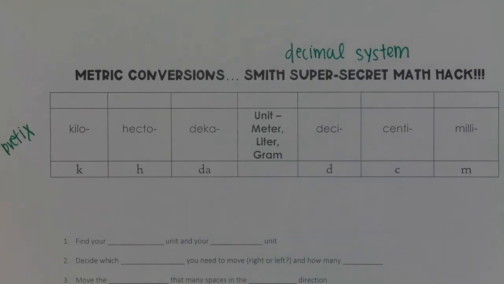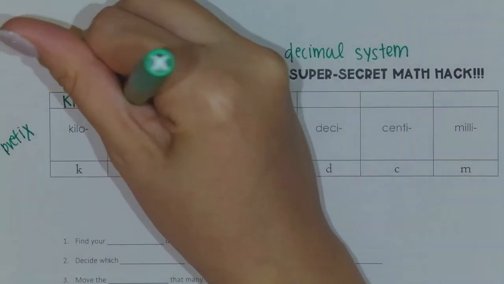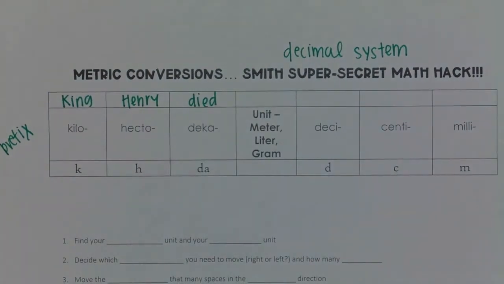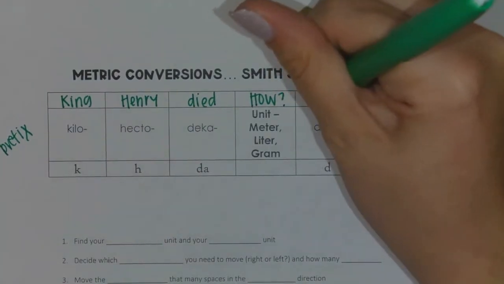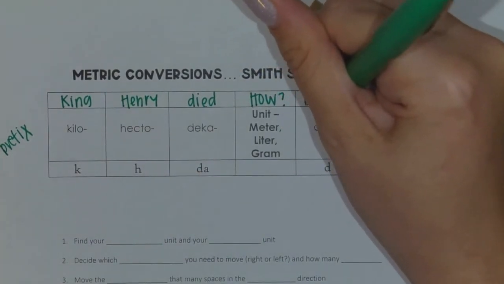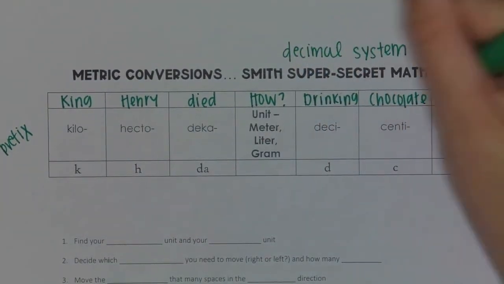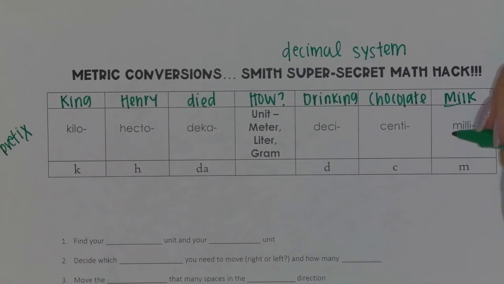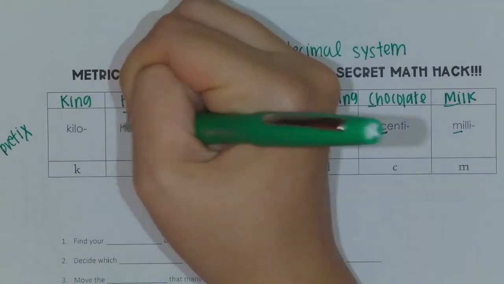So there's a way for you to remember the order of our prefixes. And it's by talking about a guy named King Henry. So my friend King Henry, he died. I know, really sad. But King Henry died. How, you might ask? He died by drinking chocolate milk. So all of that might sound really crazy. But if we can remember that King Henry died by drinking chocolate milk, that helps us remember the first letter of each of our prefixes.